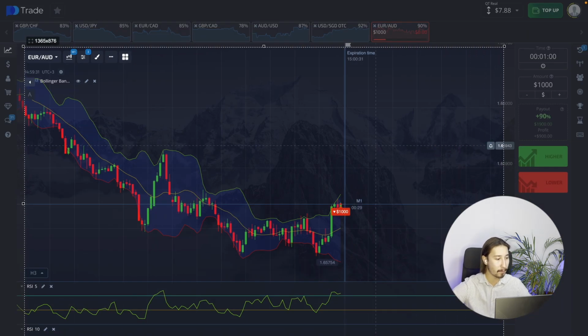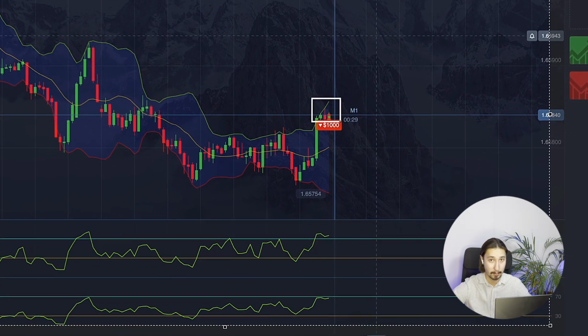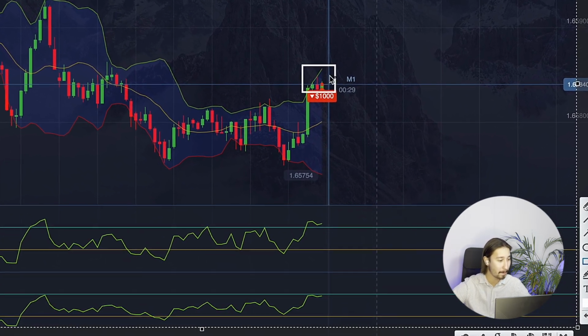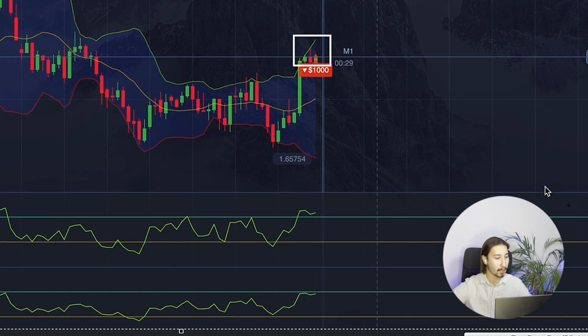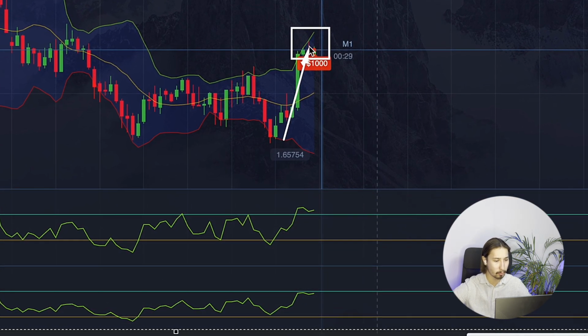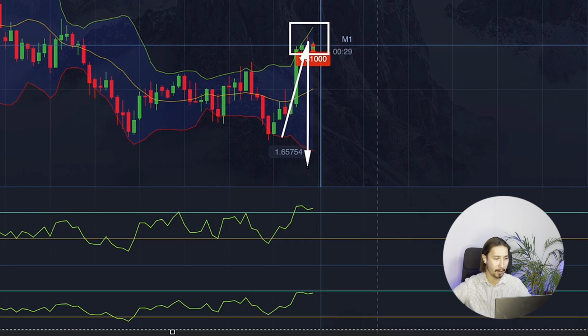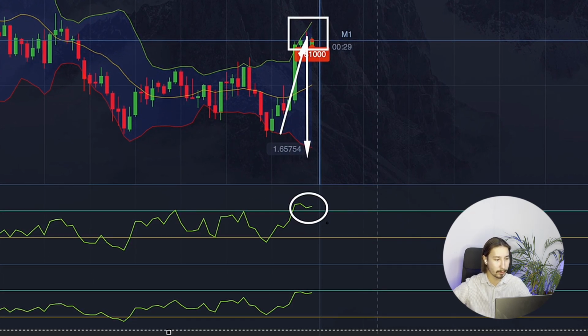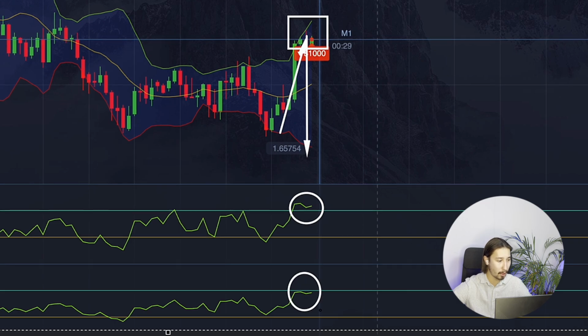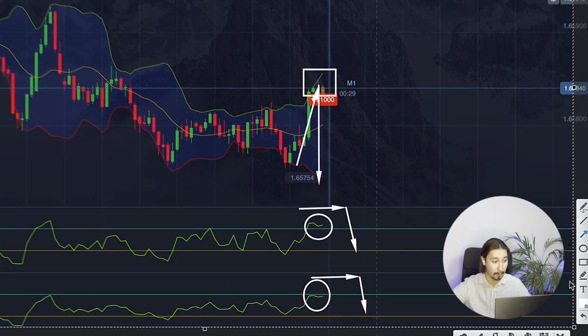So we have a formation of a new local maximum. The movement touched the upper sliding line of our channel indicator. With a downward trend, the price rollback occurred, and therefore I will open in the direction of the trend. We also see a touch of the overbought area on both oscillators. I also think that the dynamics of the movement here should continue to go down.